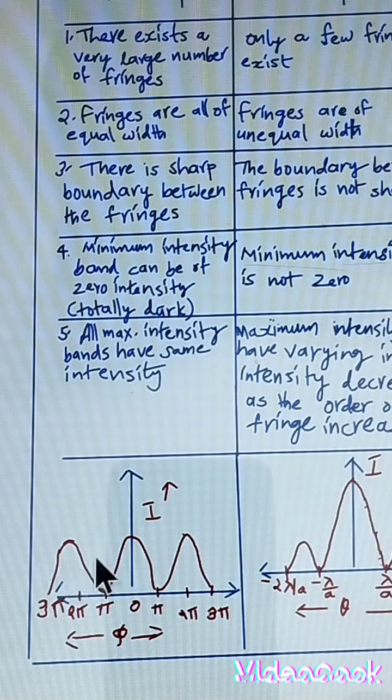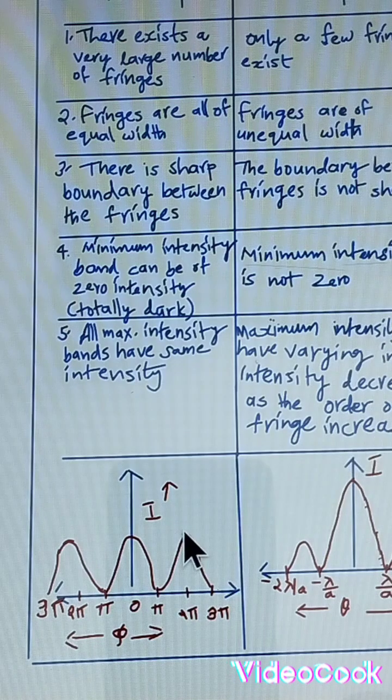Meaning these white regions, the peaks, are at the same intensity level. And in the case of diffraction pattern, the maximum intensity bands have varying intensity. Intensity keeps on decreasing as the order of the fringes increases.